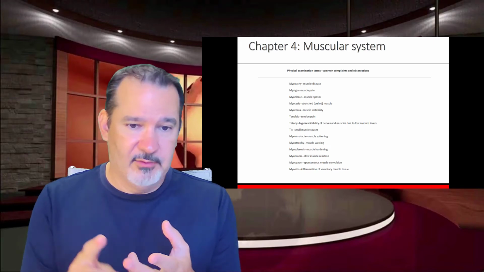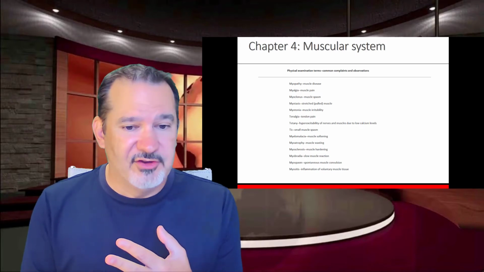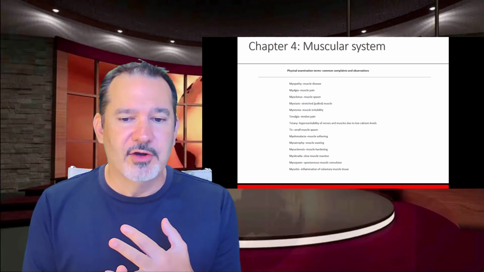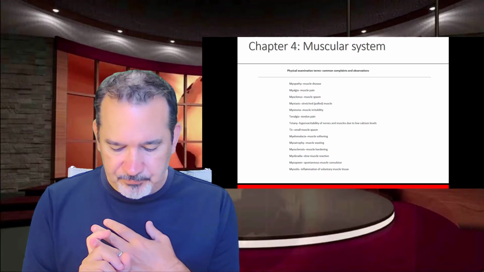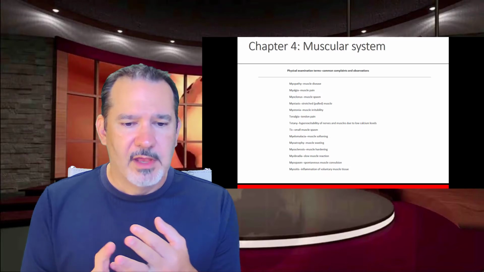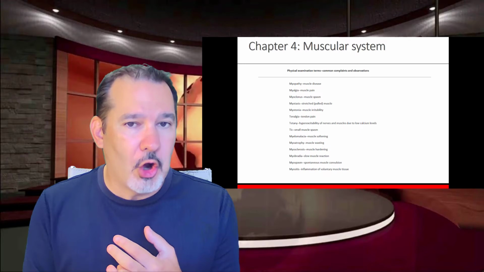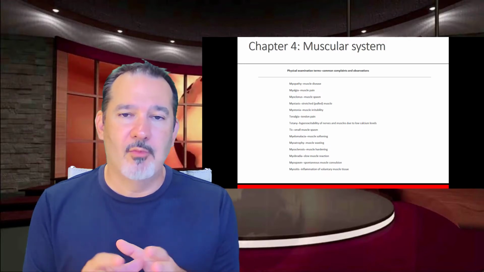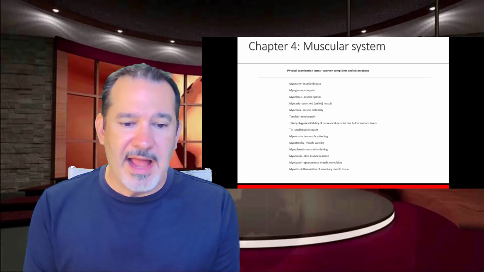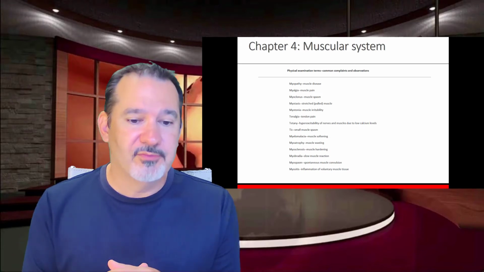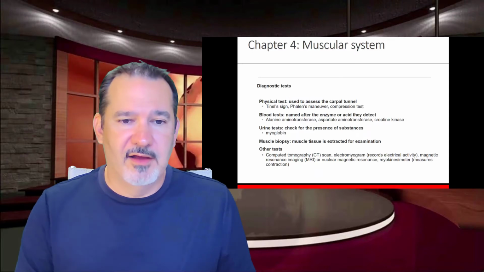Myalgia, muscle pain. We had that one earlier. I mentioned that earlier. Tetany, that's a good one. A hyperexcitability of nerves and muscles due to low calcium levels. Myosclerosis is muscle hardening. Sclerosis is hardening. So myo, muscle, sclerosis, hardening. Myospasm, muscle spasms. And then myositis is inflammation of muscles.